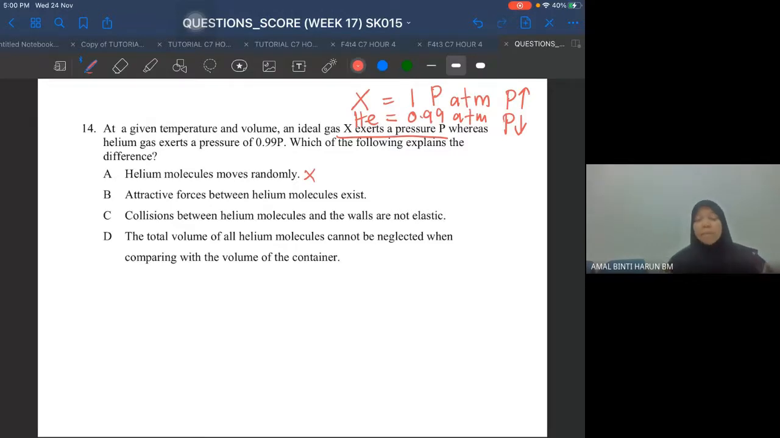We choose the statement that is obviously the most wrong. Okay, let's say B you KIV first. What we want to find is the one that is obviously wrong. Collision between the helium molecules and the wall are not elastic. No, any gases that collide with each other and with the container is elastic. So this is obviously wrong. Total volume of all helium molecules cannot be neglected when comparing with the volume of the container.